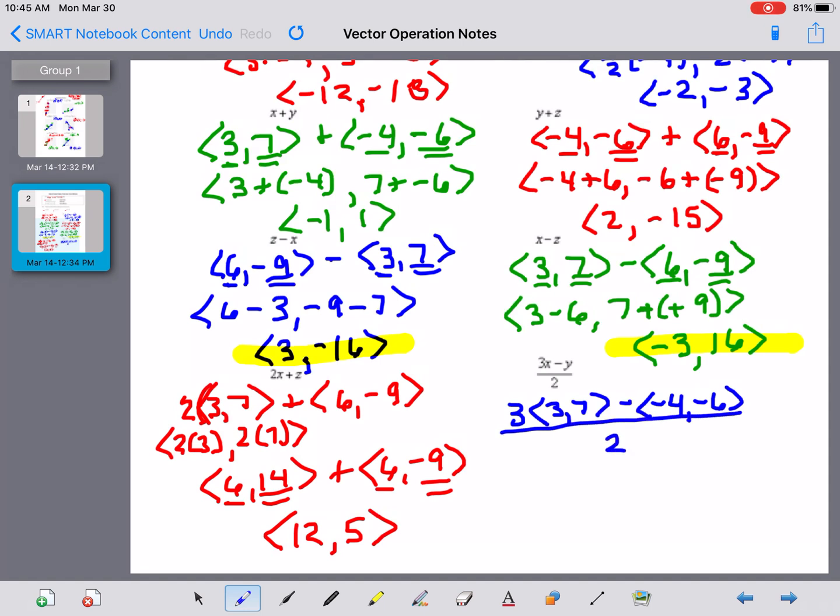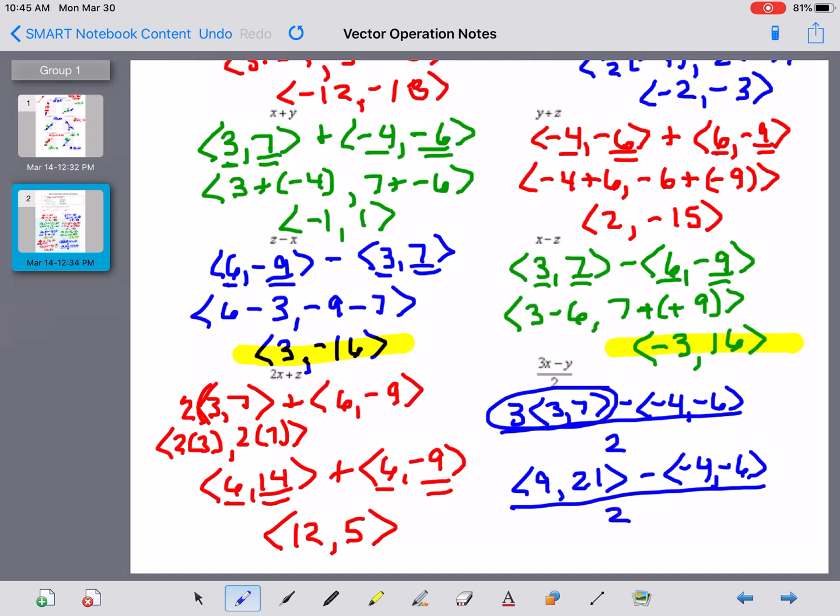So the first thing I'm going to do is this one right here where I'm going to multiply. I'm going to skip a little work again and just multiply here. 3 times 3 gives me 9. 3 times 7 gives me 21. I get a new resultant vector. And I set it up with my subtraction. And don't forget I have this big divide by 2.